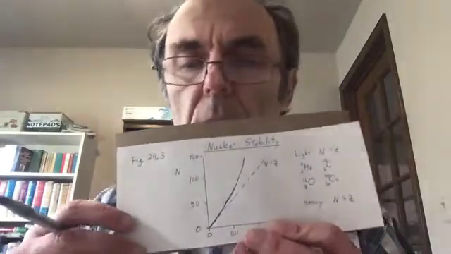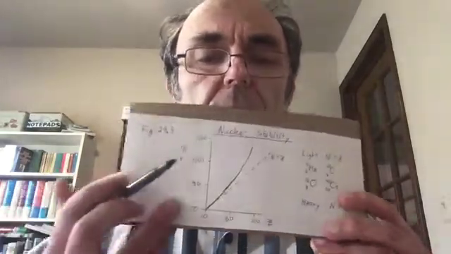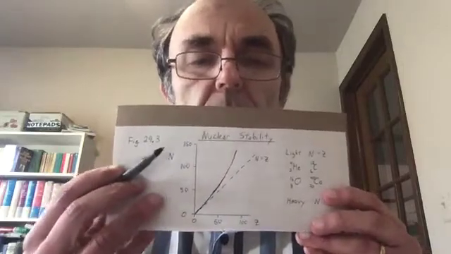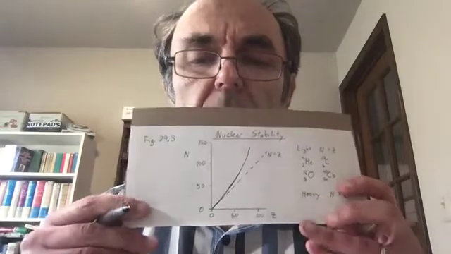Okay, so let's talk a little bit about nuclear stability. Now, you have a very nice figure in your book, figure 29.3, which will repay a lot of study. But it looks roughly like what I'm showing here.